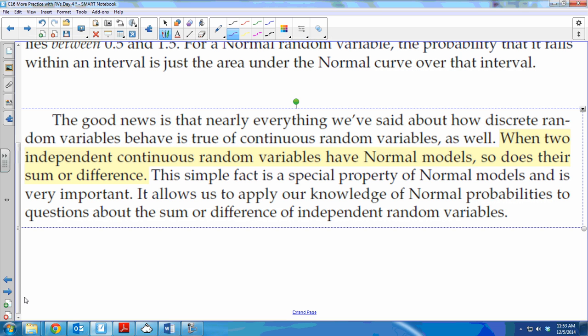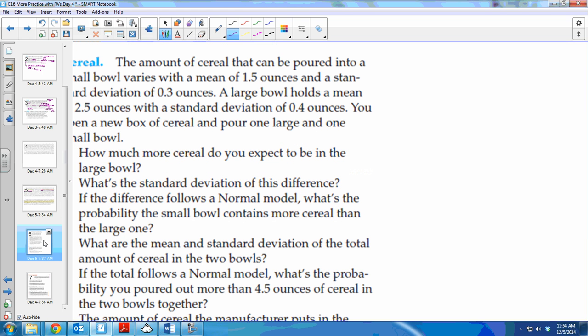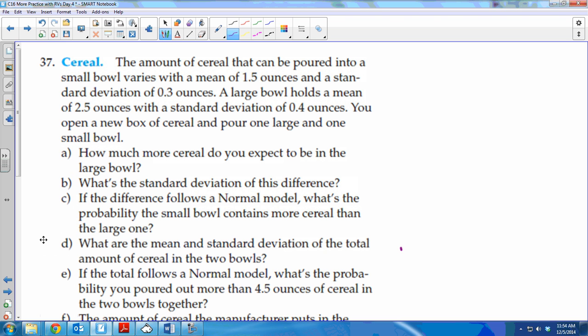So I've got this great question on page 385 about cereal. Because who doesn't love cereal? You don't love cereal? Sad. What a sad existence. Oh my gosh. All right.